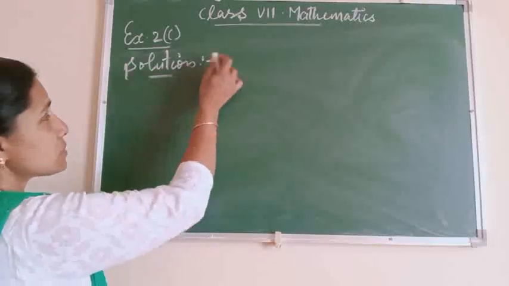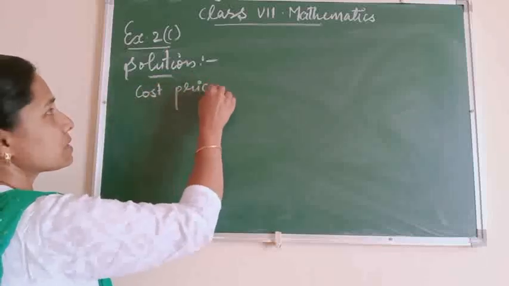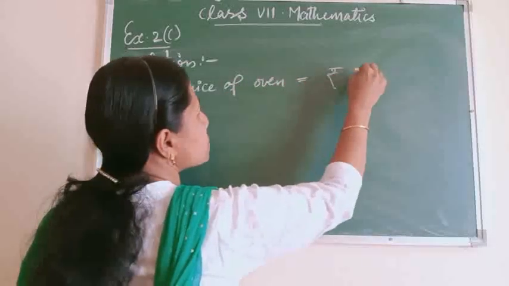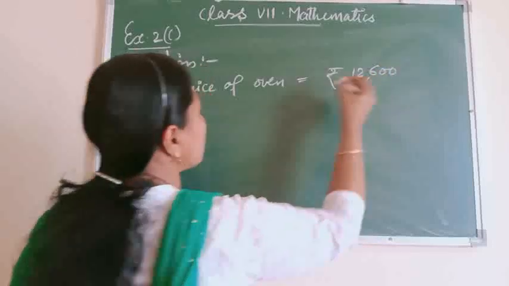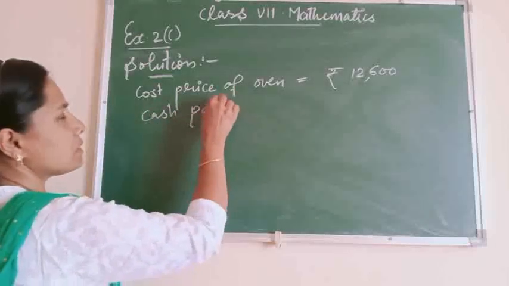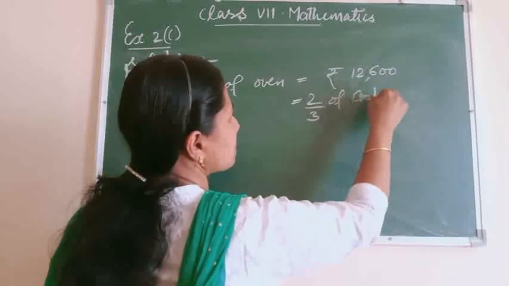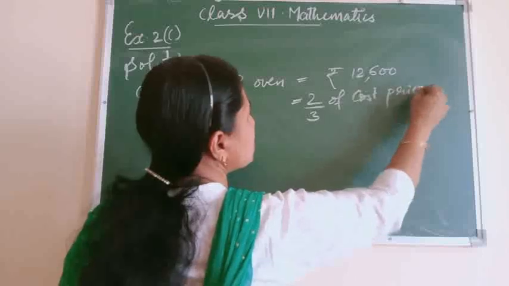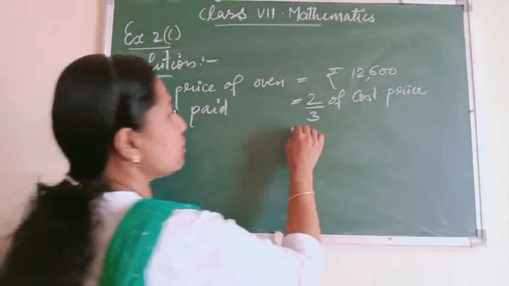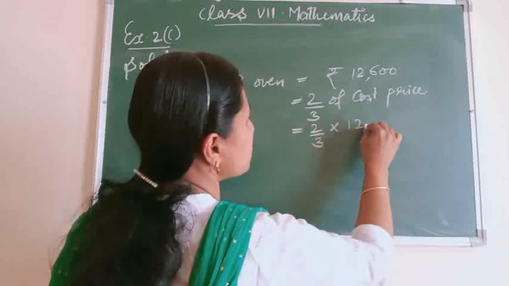Okay, listen. In this question the cost price of the oven was given. That we are writing first. Cost price of oven is equal to rupees 12,600. Now we are finding the cash paid. Cash paid is equal to 2/3 of cost price. It is given in the question, that is why we are finding 2/3. 2/3 of means multiply. Cost price is 12,600.